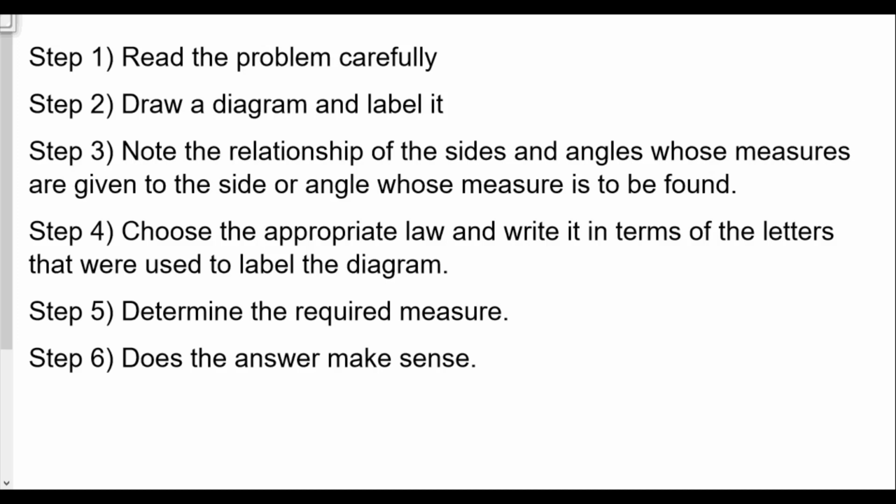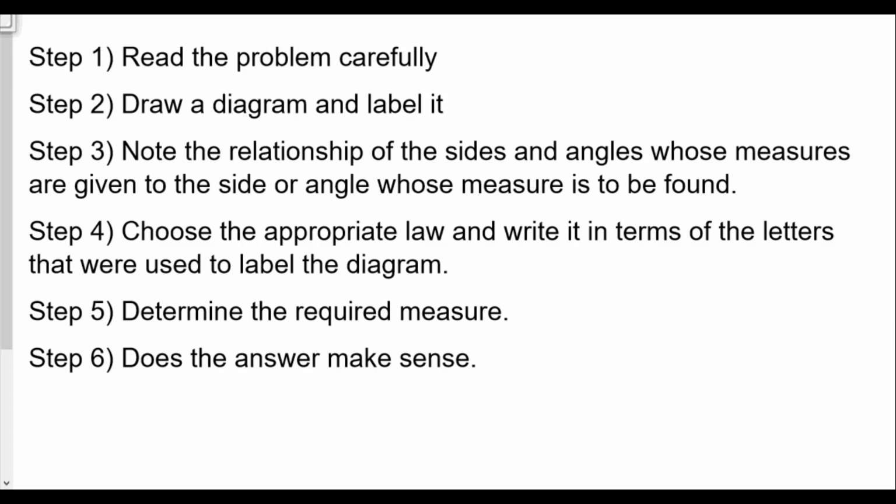But then also we want to figure out a relationship between the other piece of information we have. Choose the appropriate law and write in terms of the letters that were used to label a diagram. So we've got to figure out which law to use. And we're going to get to that in a minute though. So once we decide based upon a diagram and which sides and angles we have, we can decide, okay, so what is the most appropriate law to use? Of course, determine the required measure, meaning find the answer.